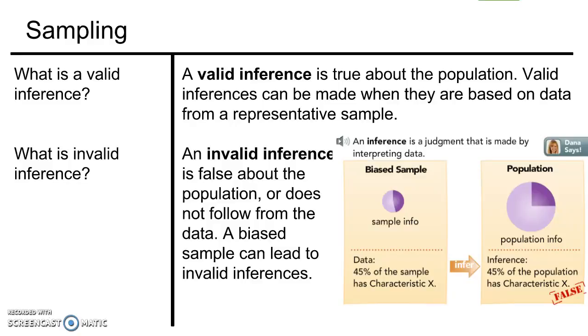So we have to be taking a representative sample, not a biased sample, to do a valid inference. An invalid inference is false about the population or does not follow from data. A biased sample can lead to invalid inference. So we don't want to use a biased sample to make inferences because they will probably be invalid or false. Okay?